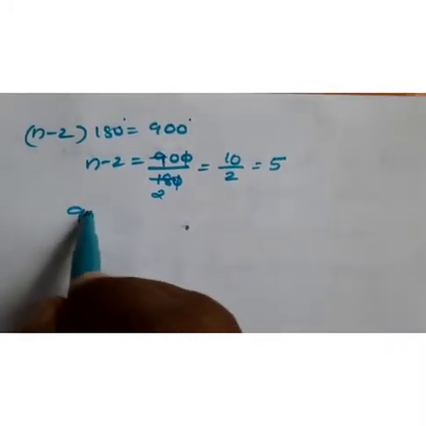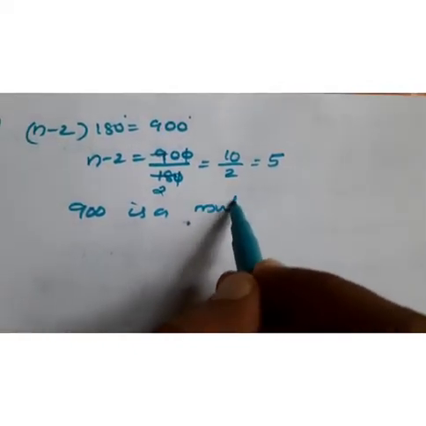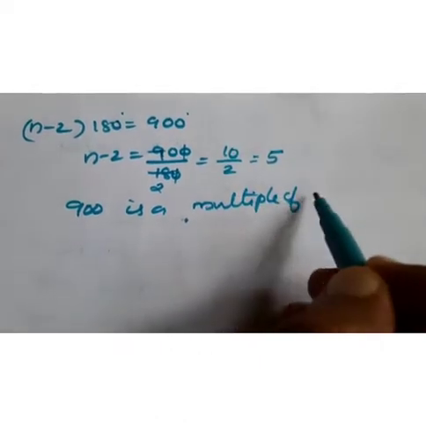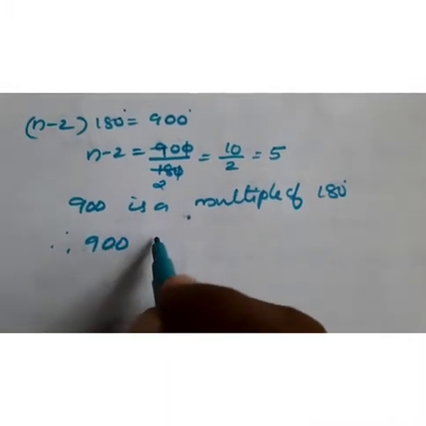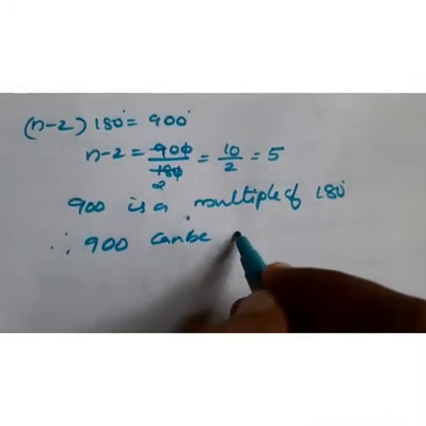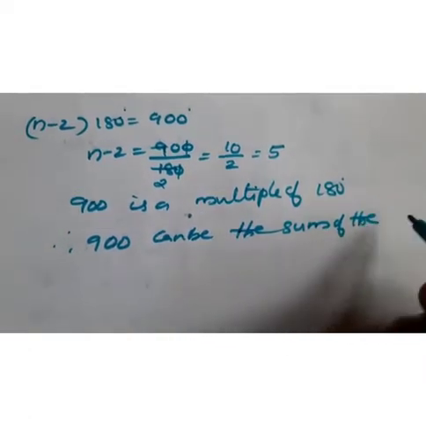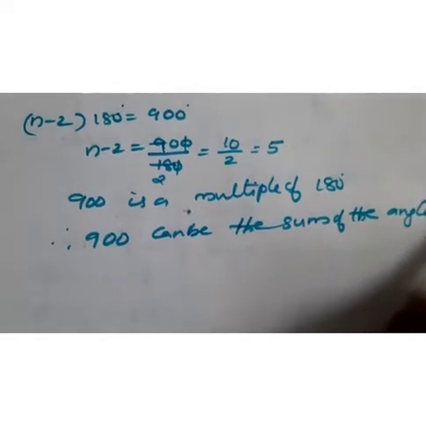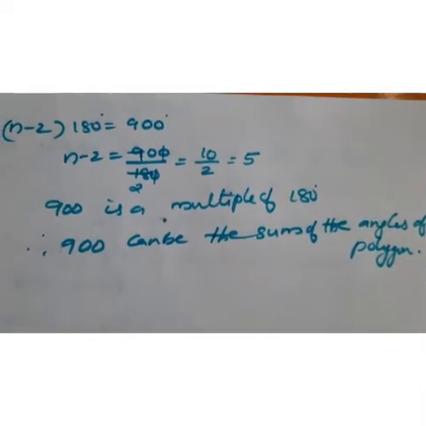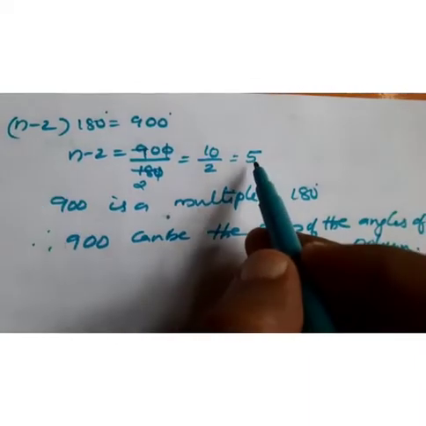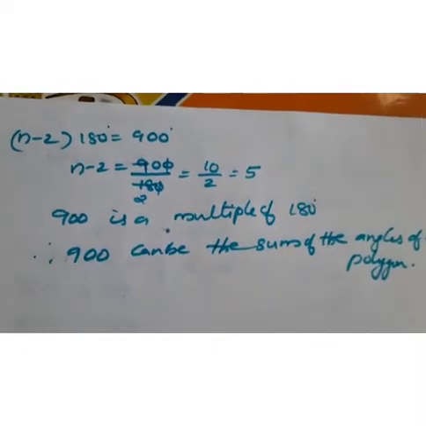So write the answer. 900 is a multiple of 180. Therefore 900 can be the sum of the angles of a polygon. This is the answer. You are getting a whole number, that is 5. Correct number you are getting. So it is a multiple of 180.